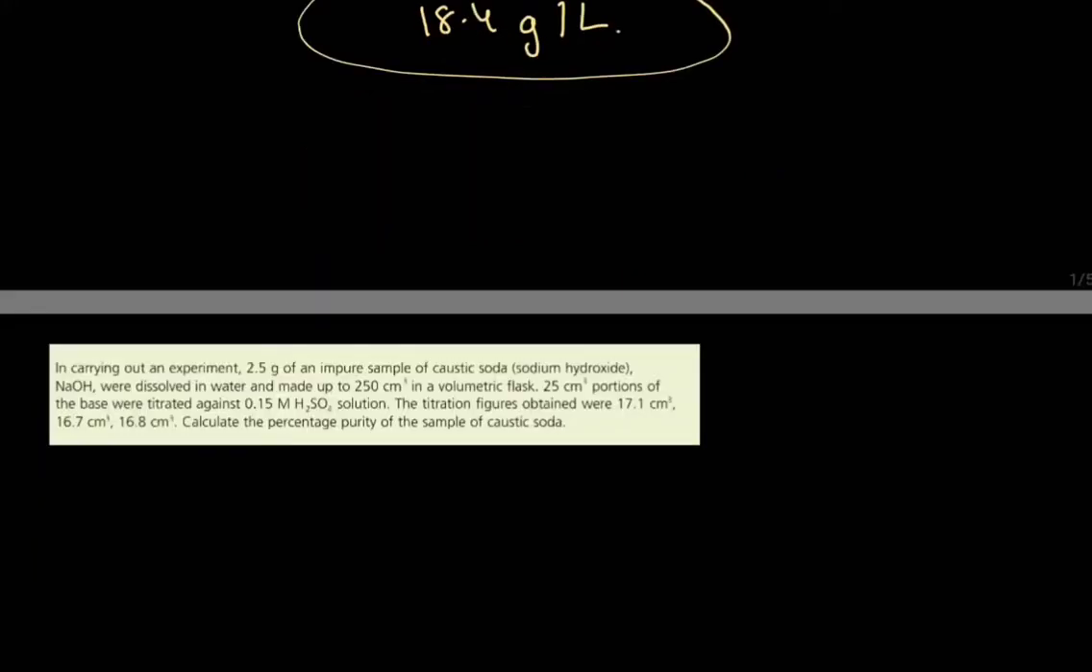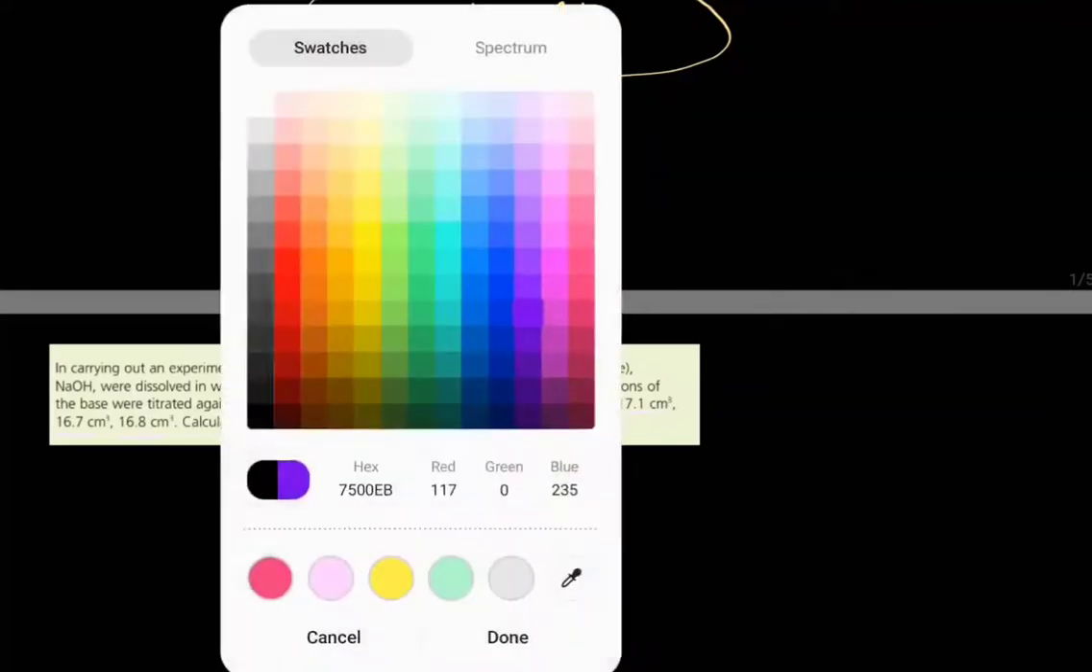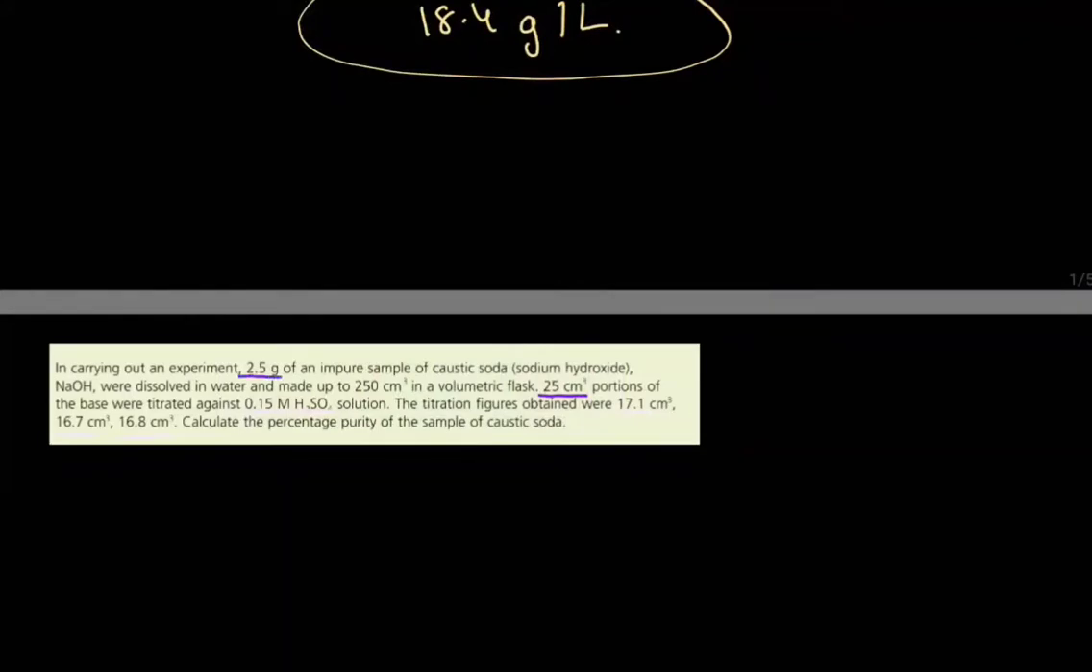Okay, we've got 2.5 grams of an impure sample of our sodium hydroxide this time, and it was dissolved up and made into 250 centimeters cubed in a volumetric flask. So we have 25 centimeters cubed portions of the base, and then a different color for the acid, 0.5 molar H2SO4, and we have 3 different titers. So we've done the experiment 3 times, and we've gotten these numbers. Okay, so underline everything else to do with the base, 2.5 grams and 250 centimeters cubed.